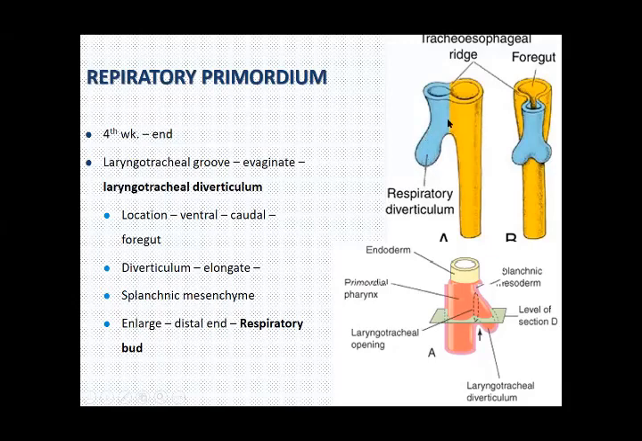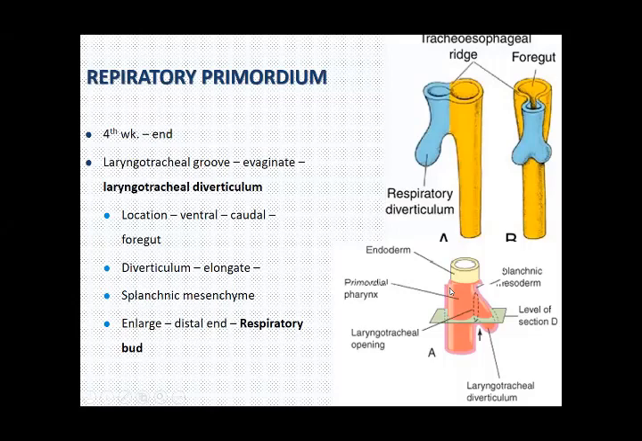This from the anterior wall या ventral wall of the laryngotracheal groove. जो यहाँ पे ग्रूव था, उससे ये इवैजिनेशन अराइज की है. अब इसकी लोकेशन हमने अभी कर ली है कि वेंट्रल वॉल ऑफ द फोरगट, कॉर्डल एंड ऑफ द फोरगट, ठीक है. दिस रेस्पिरेटरी डायवर्टिकुलम, दिस इलोंगेट्स, लंबा हो, खींच के लंबा हो क्या, ठीक है.